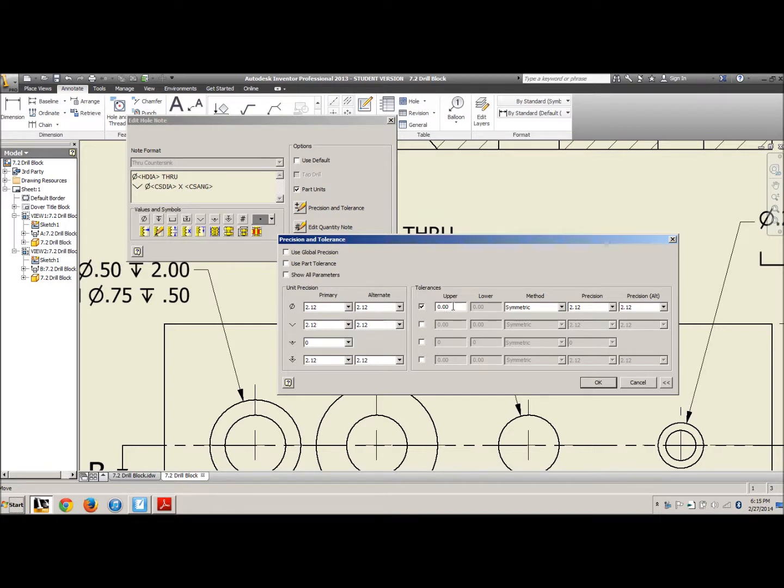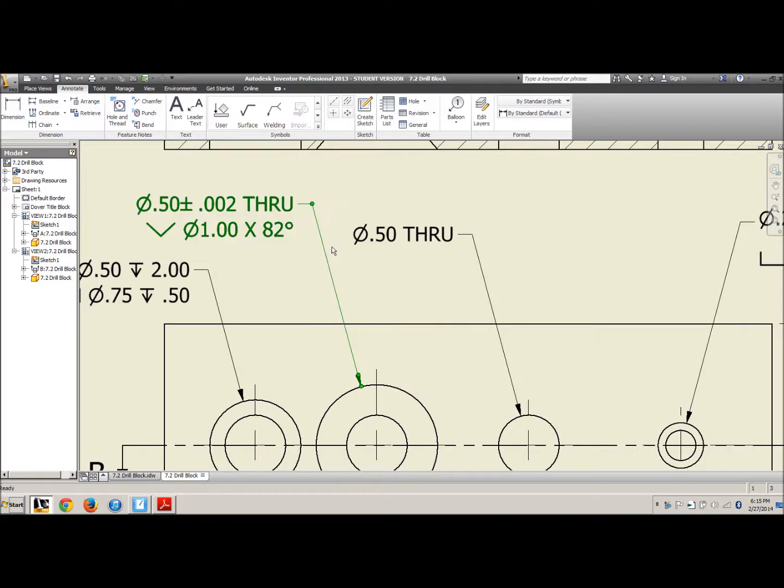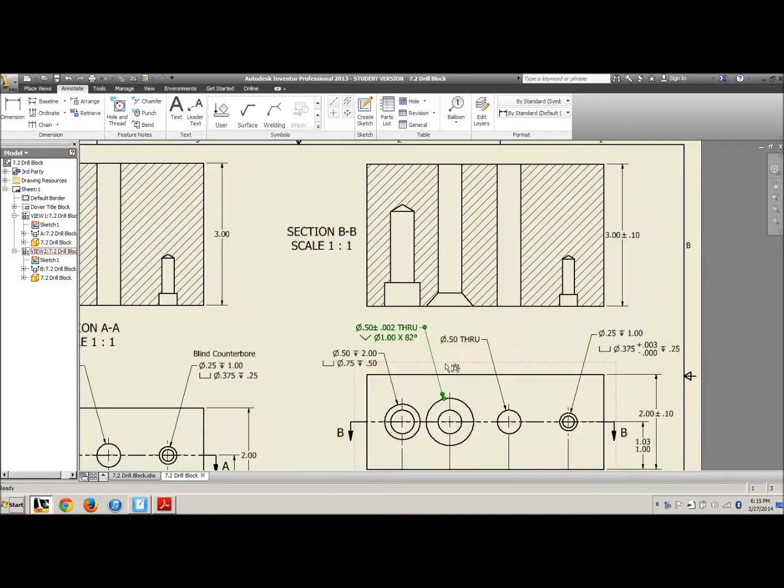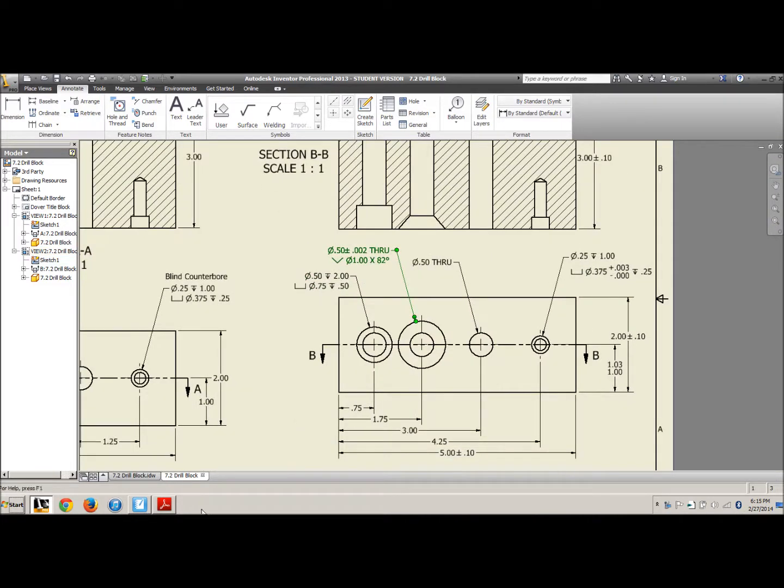So in order for that to show up at 0.002, in fact it totally rounded that off, we have to tell the precision to go 3 decimals. Okay, so now it's plus or minus 2/1000 of an inch on the diameter of the hole, the 1/2 inch, not the counter bore.